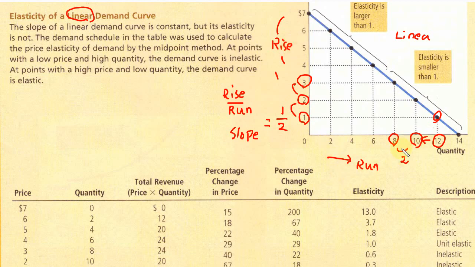So this is the same, divided by 2. So the constant, meaning that the slope is constant. The slope is constant, right? Because this is linear. Okay, the slope is the same, but the elasticity is different.